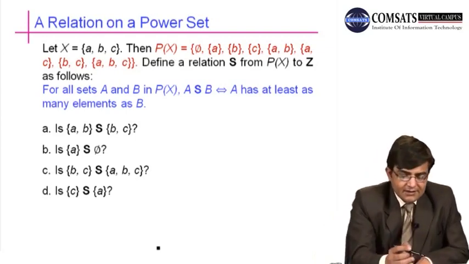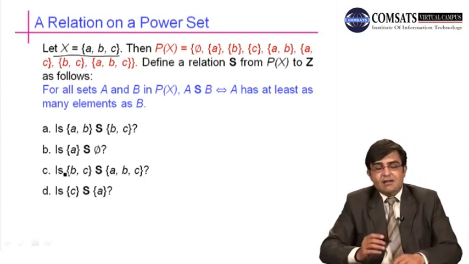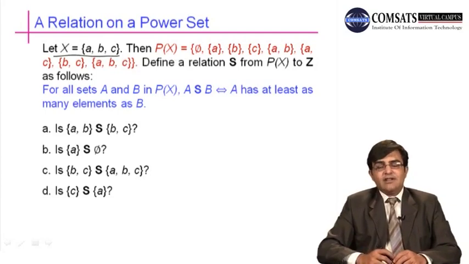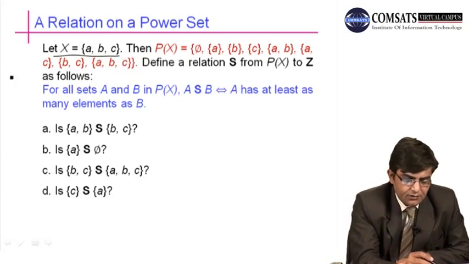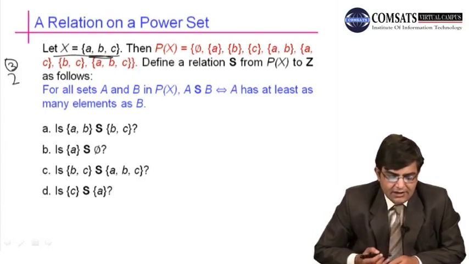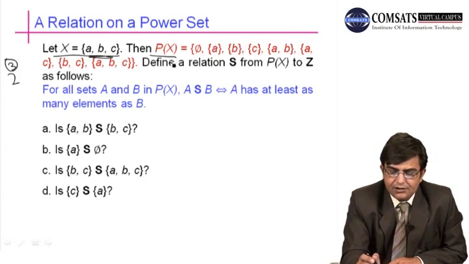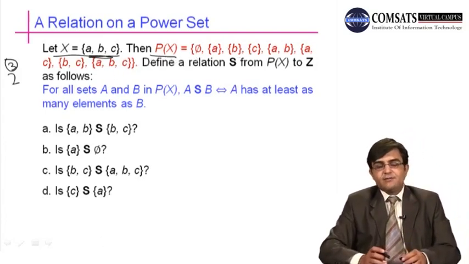So if we have the set X, which contains 3 elements A, B, C, its power set contains 2 power 3, because 3 is the number of elements in this set. That is 8 elements. Its power set will contain 8 elements. So here is the power set of X: 1, 2, 3, 4, 5, 6, 7, 8. So it contains 8 elements.